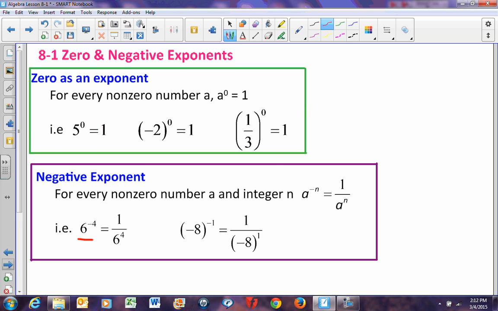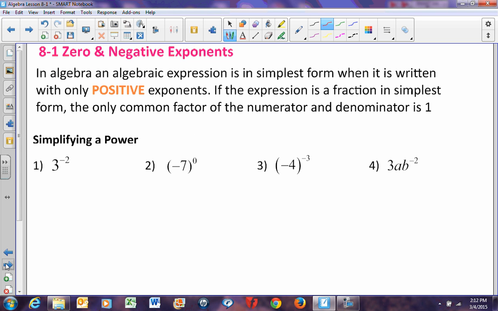So how do we apply these? Well, let's take a look at some. For algebra, expressions are in simplest form when they're written only with positive exponents. If the expression is a fraction in simplest form, the only common factor of the numerator and the denominator is 1.